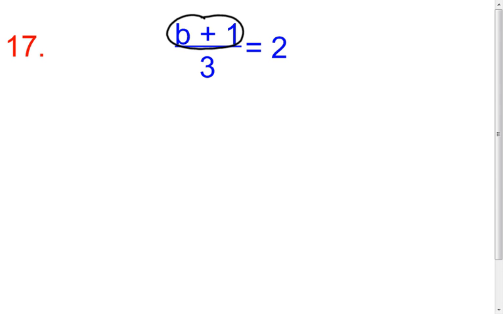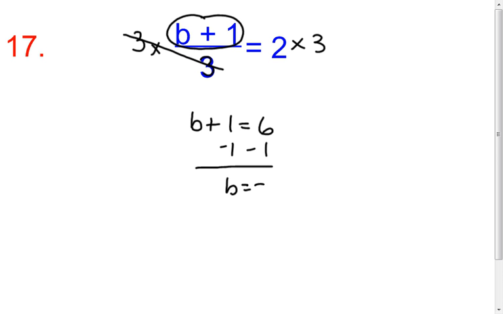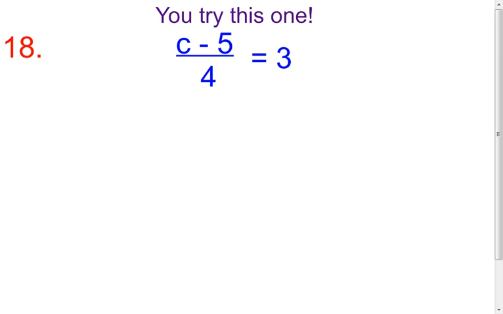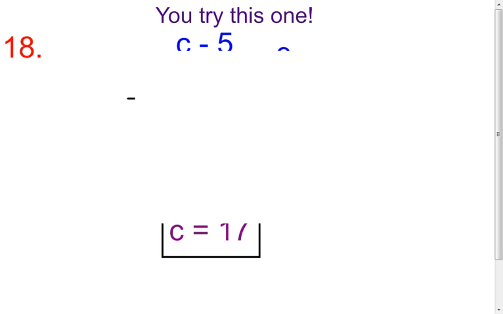My suggestion would be to get rid of this 3 down here first. And so then I would multiply both sides by 3. That will drop, because right now it's divided by 3. I will do the opposite of dividing by 3, which is to multiply by 3. And then I will have b plus 1 equals 6. And I think you guys can all go from there. It's that first step that tends to get people. Okay, here's one for you to try.